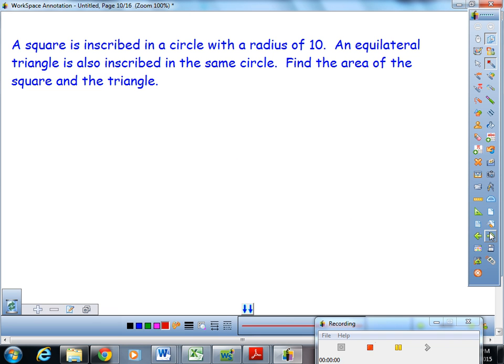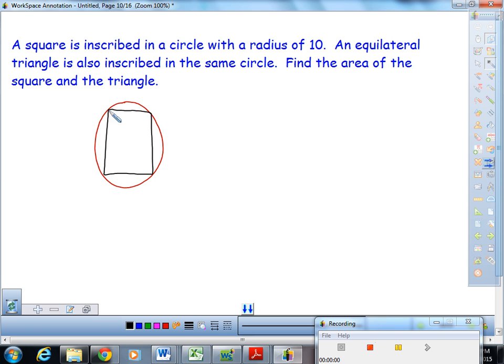Okay, a square is inscribed in a circle with a radius of 10. An equilateral triangle is also inscribed in the same circle. Find the area of the square and the triangle. Well, let's just draw two different pictures and focus on one thing at a time. All right, so there's our square inscribed in a circle. The radius is 10, so then what did I just draw? I just drew the diameter, and that's 20.